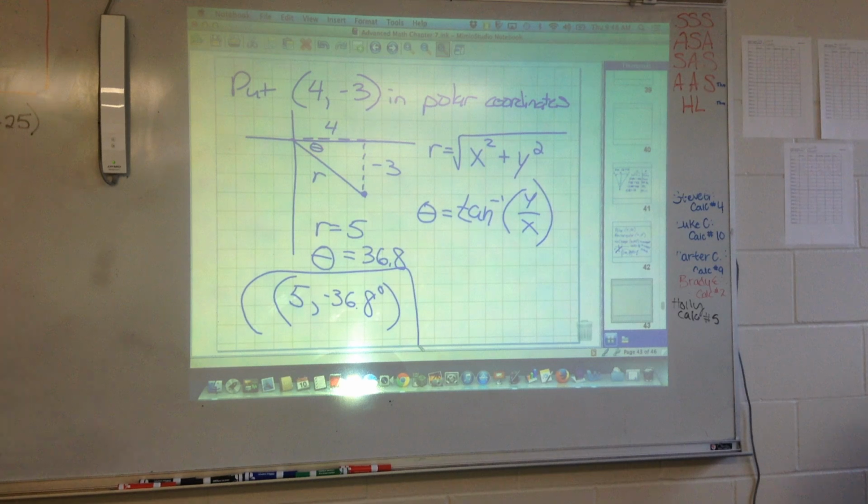Okay, a little bit of practice here. Page 572, 14 through 25.